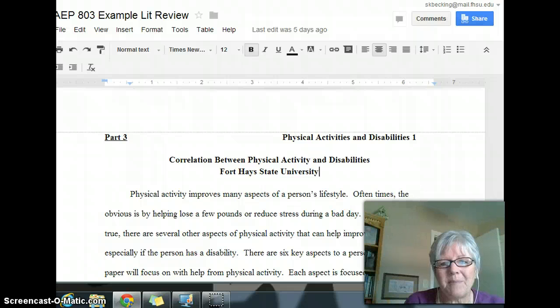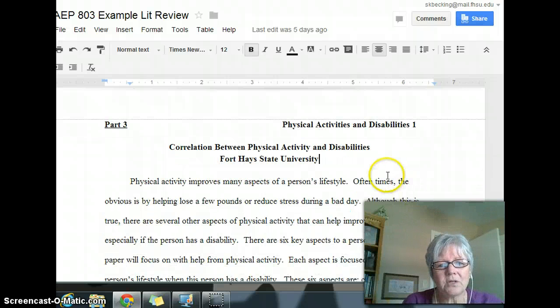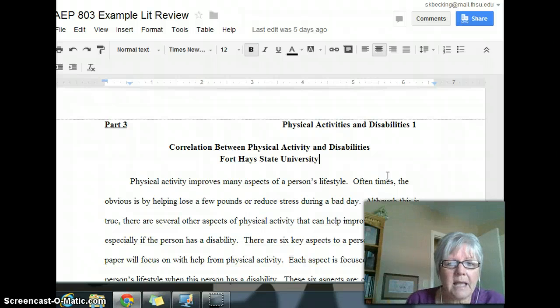And I'm not sure how many pages this is. Generally what you're going to want is at least 7 pages, because if you go into any detail at all on 20 articles, which I would like you to do some detail, then it's going to take up some space. And so this one talks about the correlation between physical activity and disabilities.